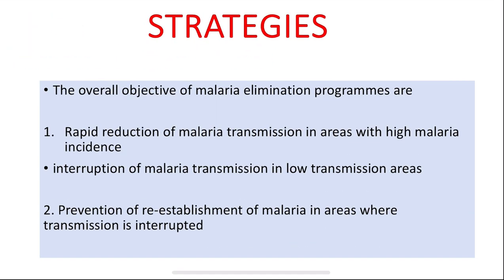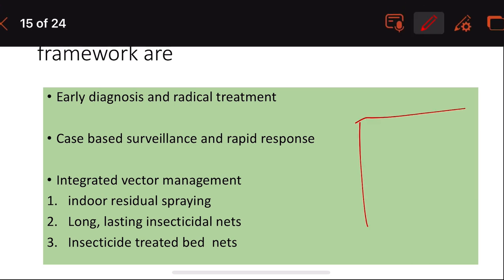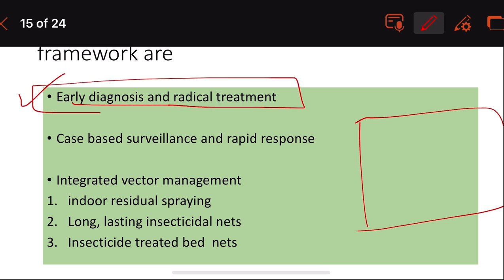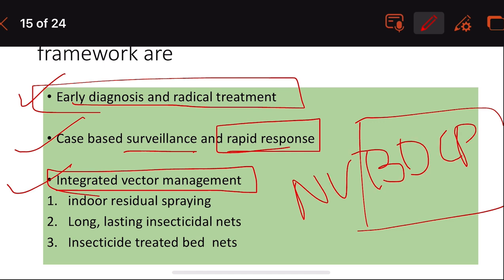Next, moving on. The broad strategies of the malaria elimination framework are early diagnosis and radical treatment, that is, diagnosing the cases early and providing prompt and complete treatment to the cases of malaria. Case-based surveillance and rapid response. And lastly, integrated vector management. We also studied this in our first video of NVBDCP, the National Vector-Borne Disease Control Program. We studied this vector management.